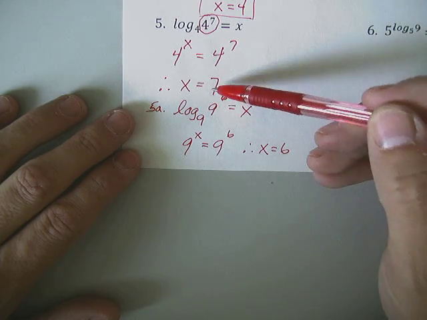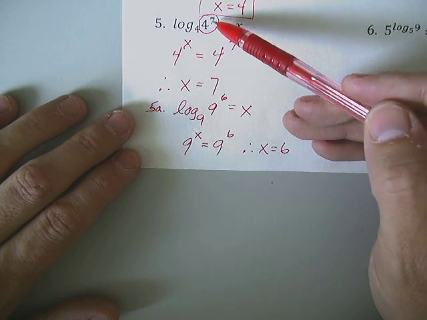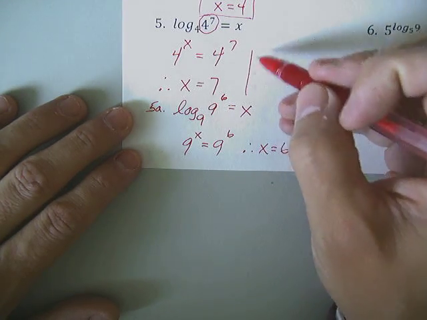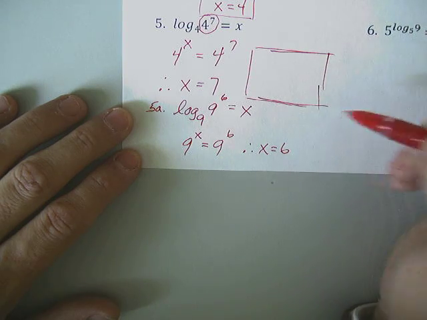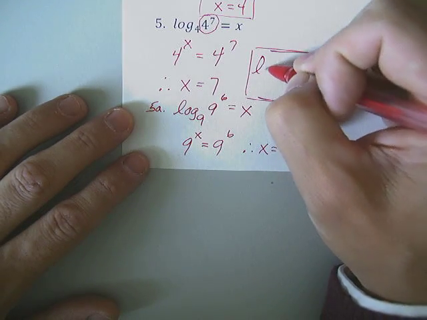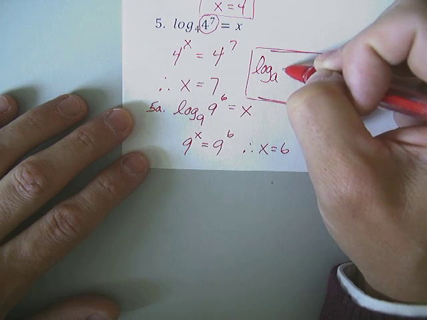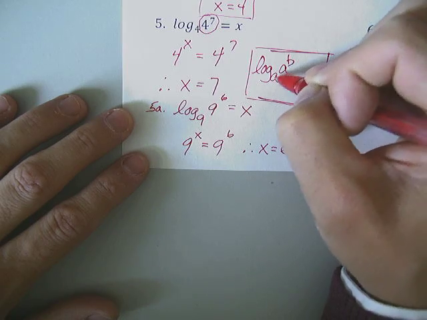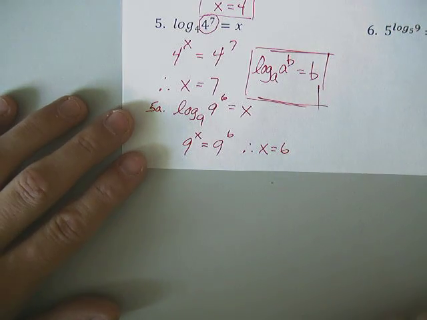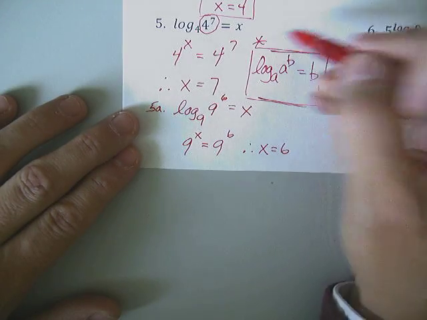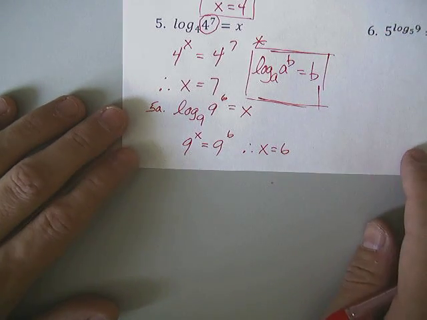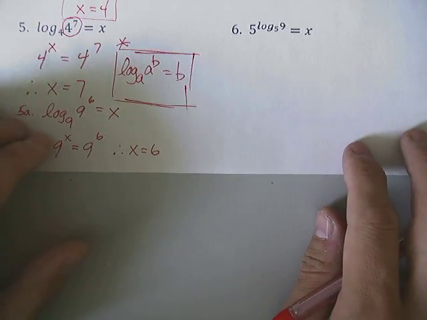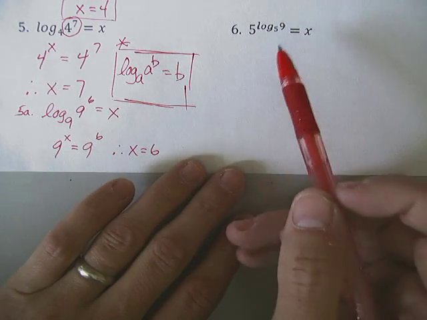Now, do you notice any pattern here between these two problems? Notice how the answer is x equals 7, and look at the exponent right here. Notice how the answer is 6, and look at the exponent. We kind of have a little unofficial rule here. This unofficial rule simply says that if I have log base a of a to the b, where these are the same, the answer is always going to end up being the exponent. That's a helpful little rule that will pop up quite a bit.